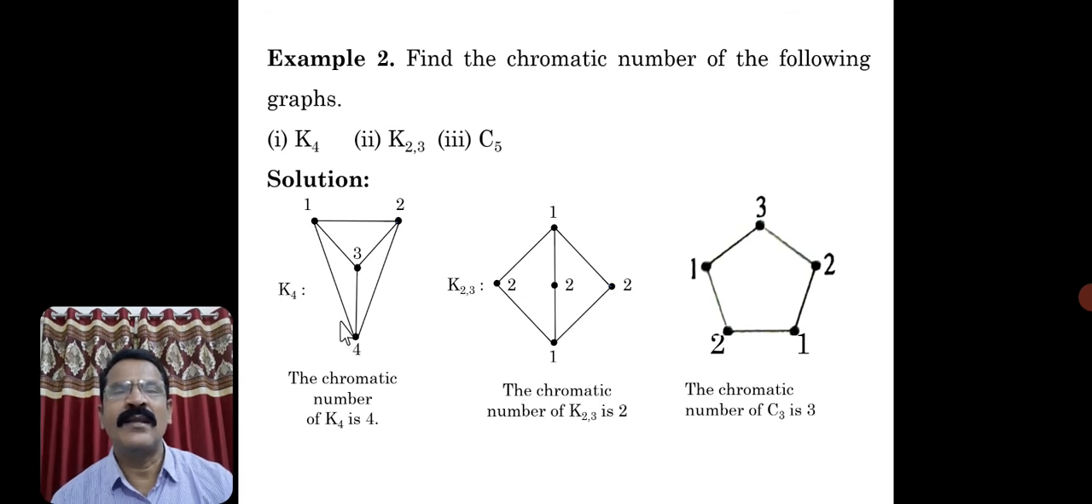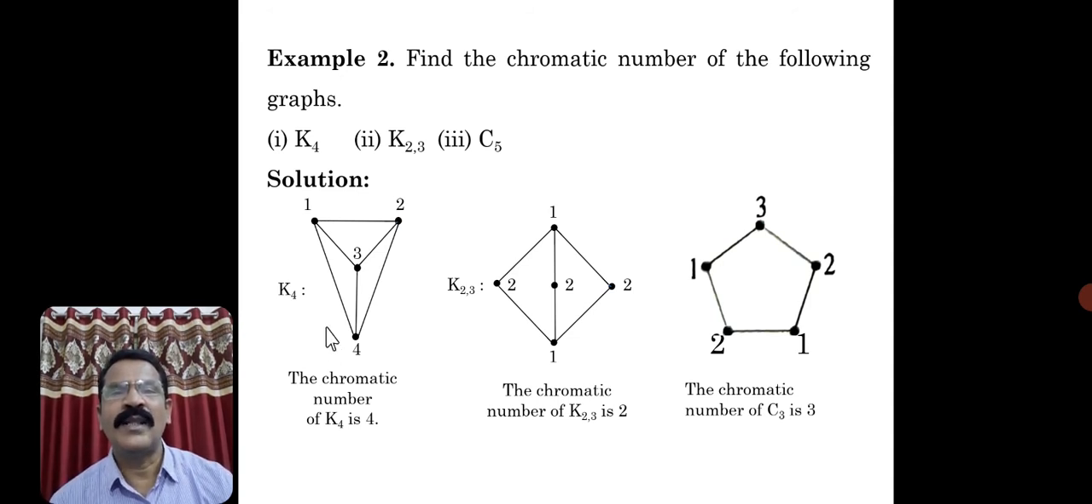So we require a number of colors equal to the number of vertices for the complete graph, because every pair of its vertices is adjacent in a complete graph. So for that reason, the chromatic number of K4 is 4. In this way, you can generalize the result.